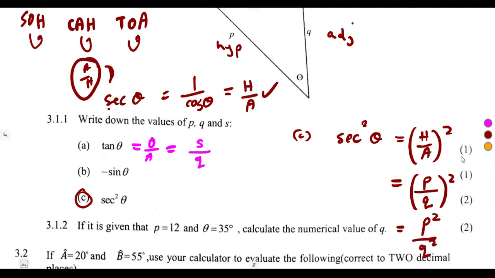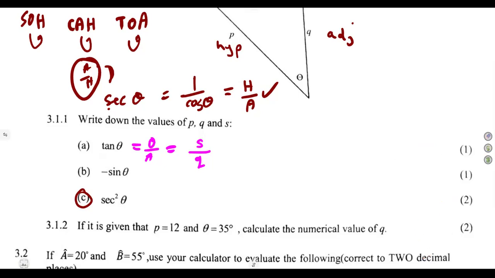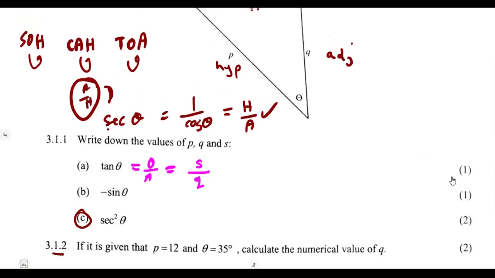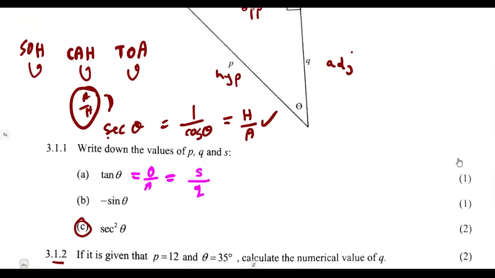You are done, just like that. All right, so that is it, guys, on answering this question. Then we are given here, you are working from the value that you're given. So they're saying if it is given that P is 12, the only part that they gave you there is P, which is 12, our hypotenuse.